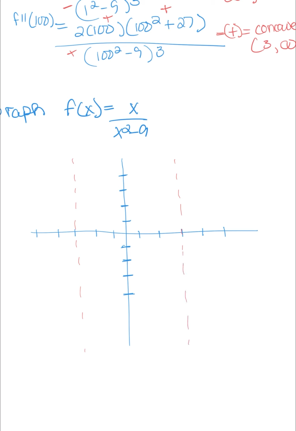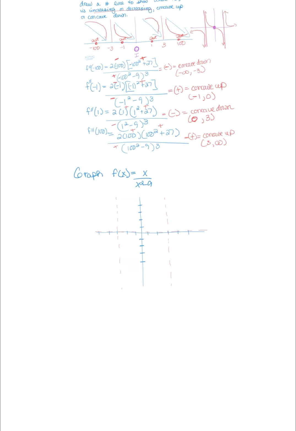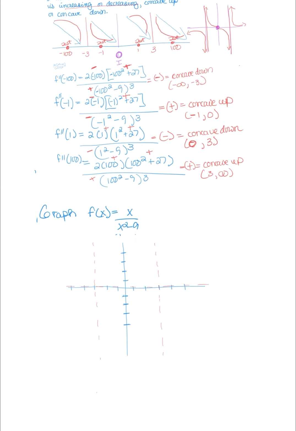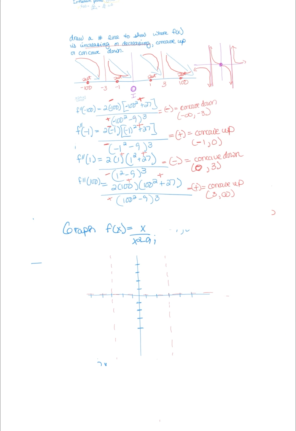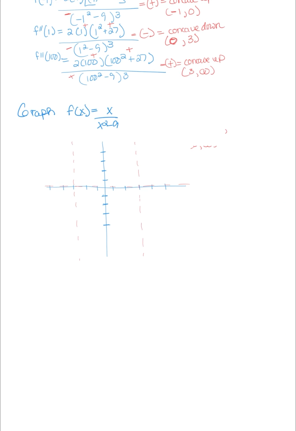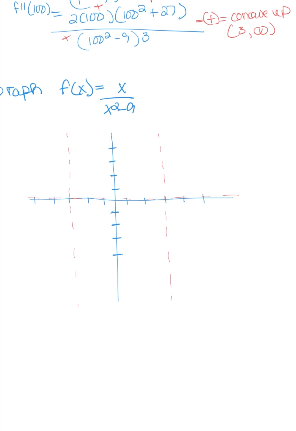And then we also have a horizontal asymptote at y equals 0. So we want to make sure we take care of that too. And then we have an inflection point, remember, at 0, 0. So we want to go ahead and put that on here. So we have an inflection point at 0, 0.